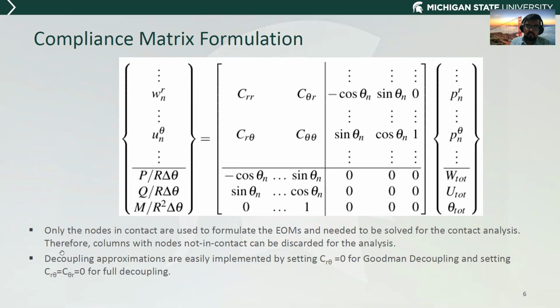Another benefit is that the decoupling approximation can be easily implemented using the compliance matrix. By making C_r_theta equal to 0, we can apply the Goodman decoupling approximation, which is that your tangential displacement is not going to affect your radial traction. We can set full decoupling by setting C_r_theta equal to 0 and C_theta_r equal to 0.